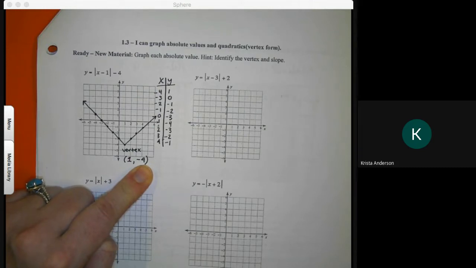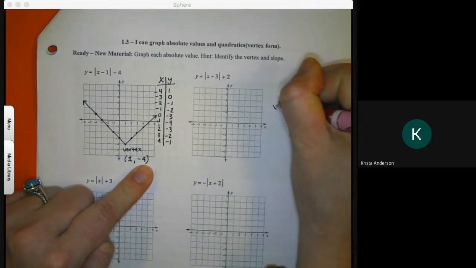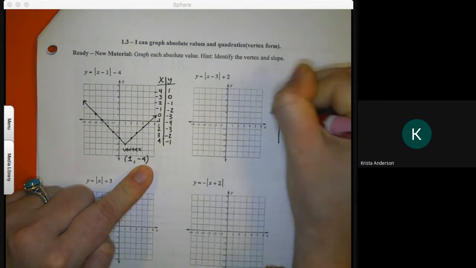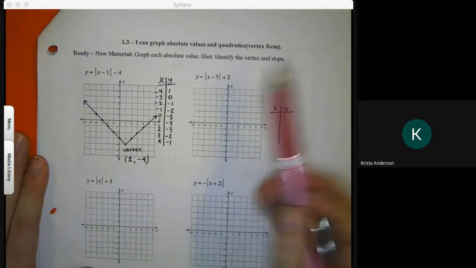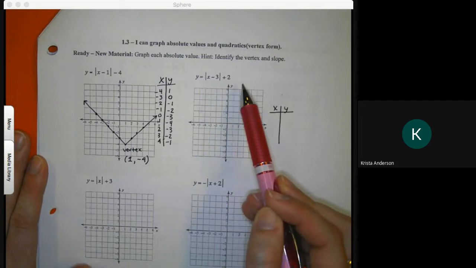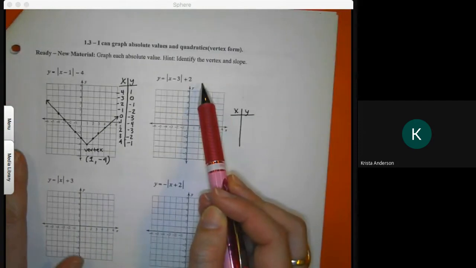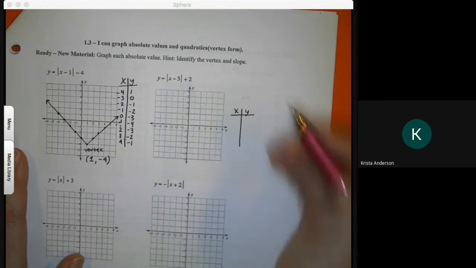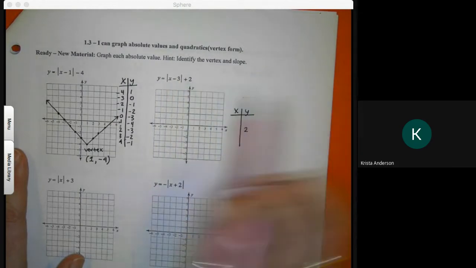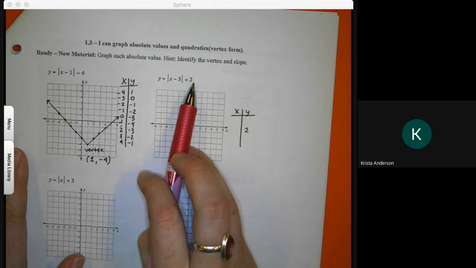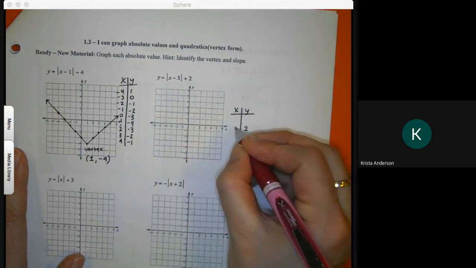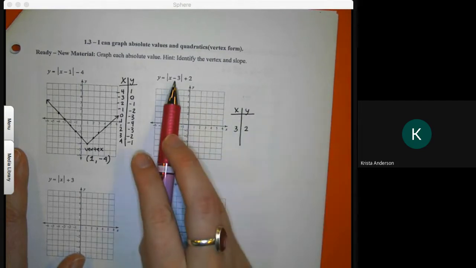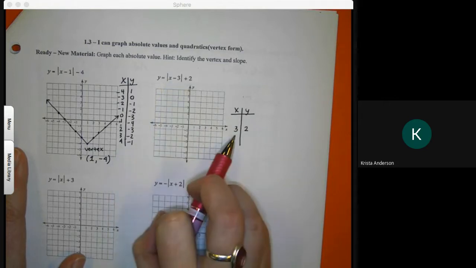So if I want a shortcut, what will be my center when I pull from this equation? What's going to be the center number? The vertex. 2. 2 is on the right. What will be on the left? A +3. Opposite of -3 is a +3.